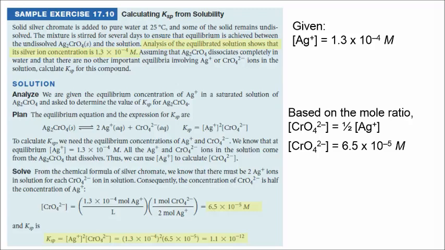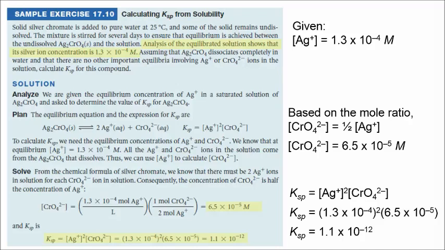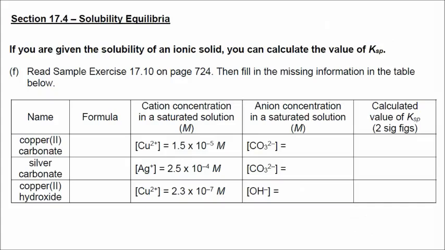But don't forget, we have to square the concentration of silver. So we have 1.3 times 10 to the minus 4 squared, multiplied by 6.5 times 10 to the negative 5, and we get a KSP of 1.1 times 10 to the negative 12. So here are three examples where we are given the concentration of one ion, and we have to determine the concentration of the other ion, as well as calculate the KSP. Now, the formula for copper(II) carbonate is just CuCO3.